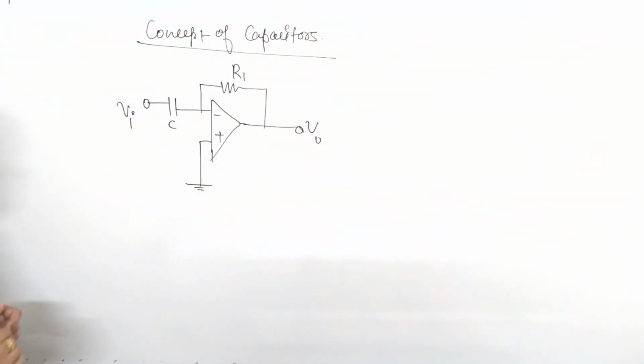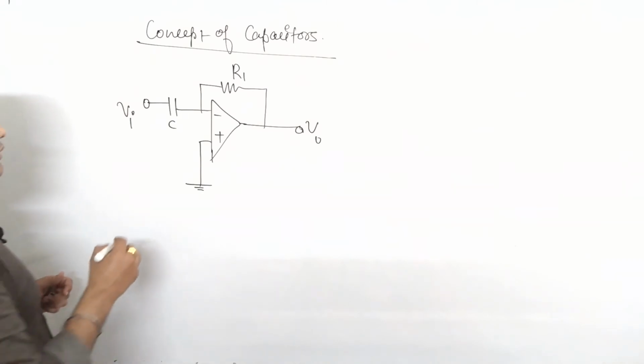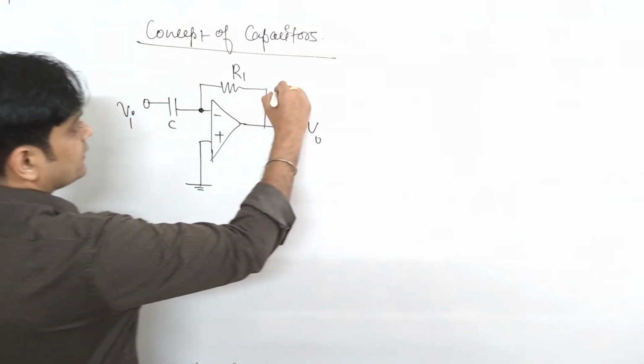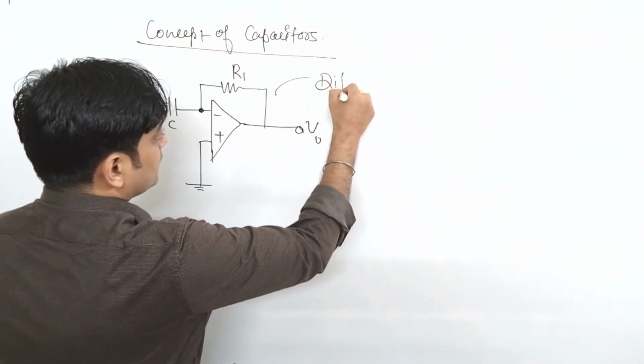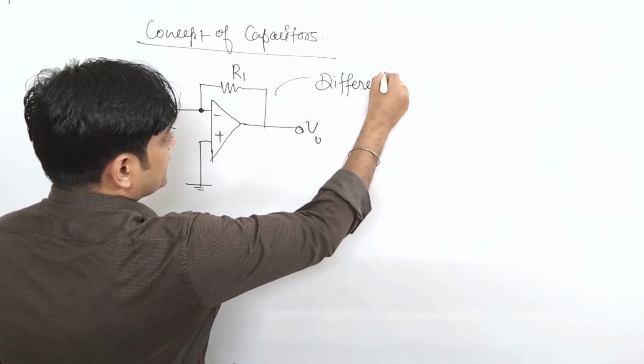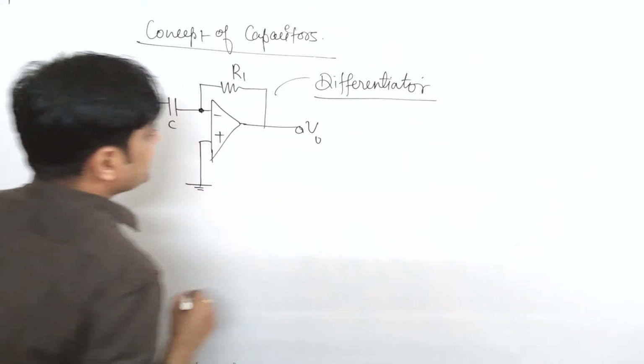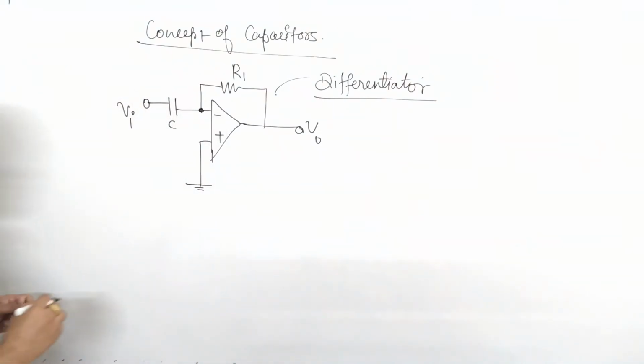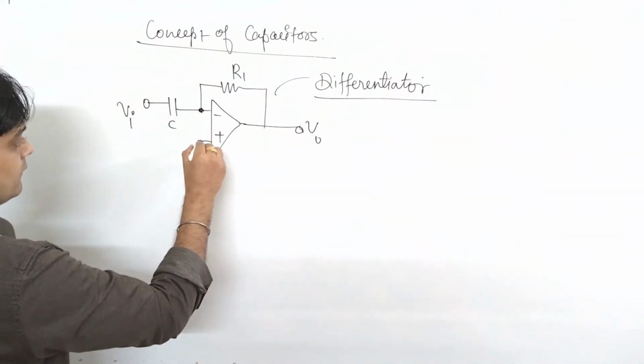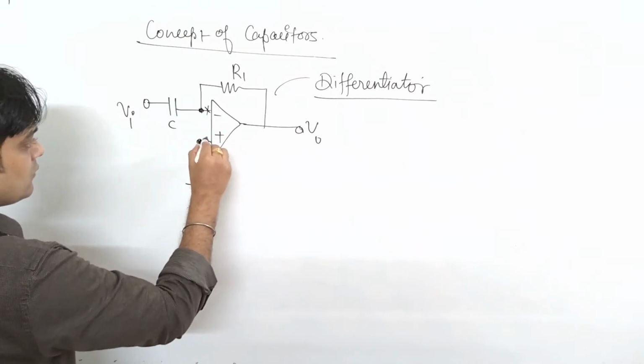If it is connected in this fashion, we call it a differentiator. Previously it was an integrator, now it is a differentiator. How? Now please see again with the concept of virtual ground.